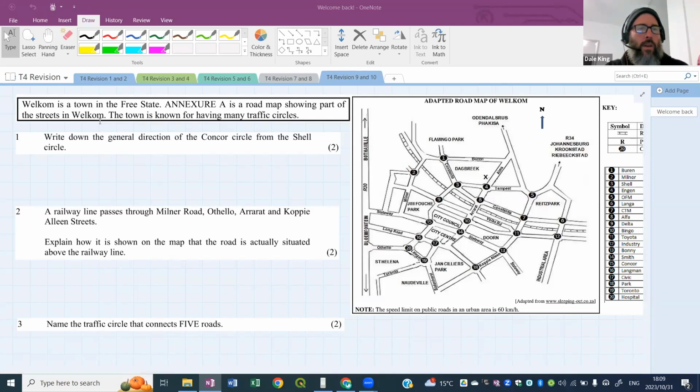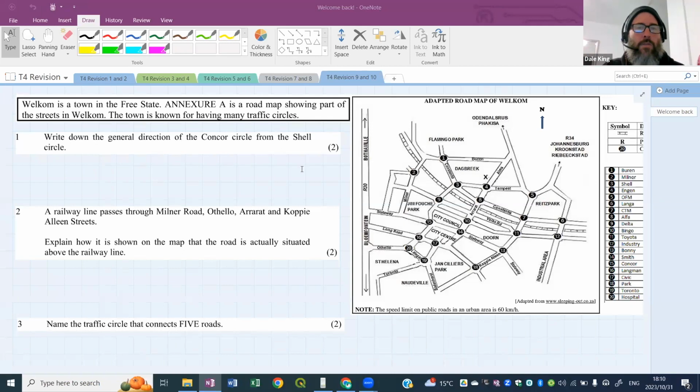It says here at the top, Welkom, which is probably also cold and wet tonight. Welkom is a town in the Free State. Source A is a road map showing part of the streets in Welkom. The town is known for having many traffic circles. I actually prefer a traffic circle compared to traffic lights. If you know how to use them, they keep the flow of the traffic running pretty smoothly.